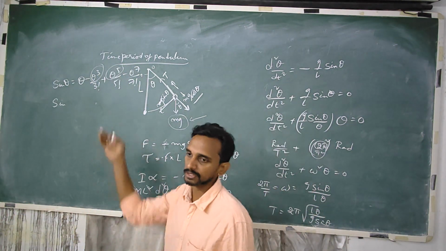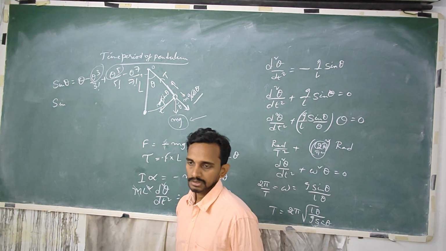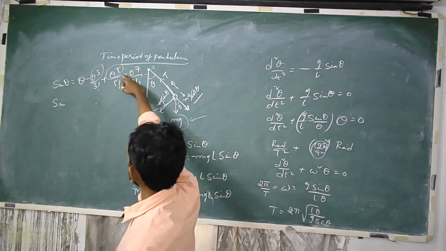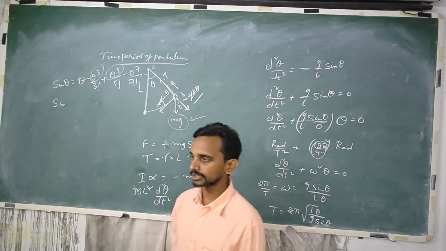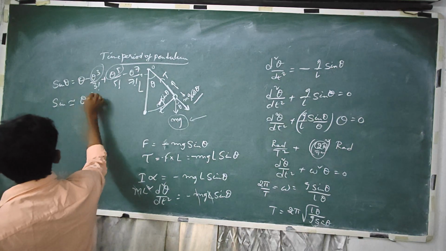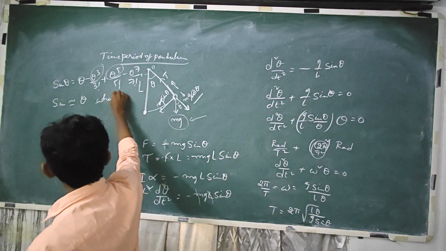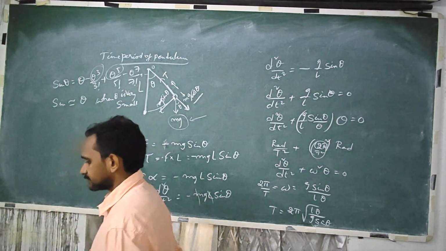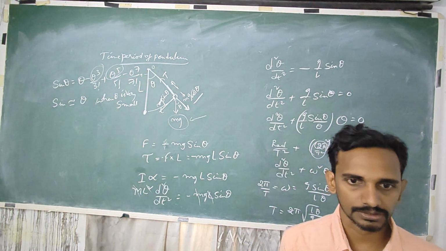Let's say if theta is 0.1, what happens to theta cube? It is 0.001. So it reduces, and like that the value reduces to very small numbers. So this can be approximated to theta when theta is very small. So how small it should be is a matter of discussion.